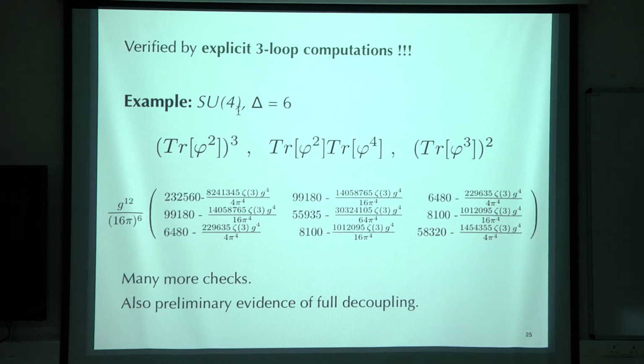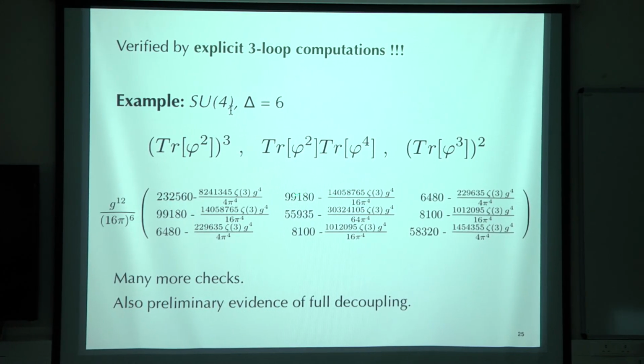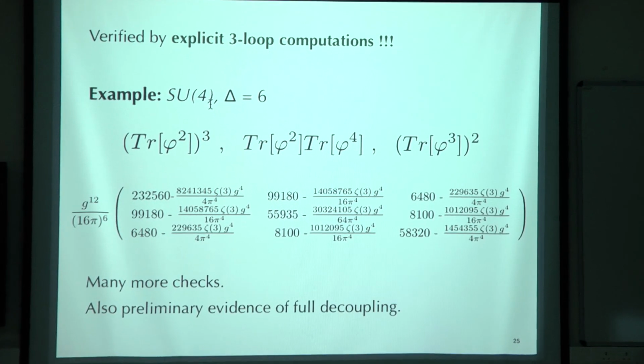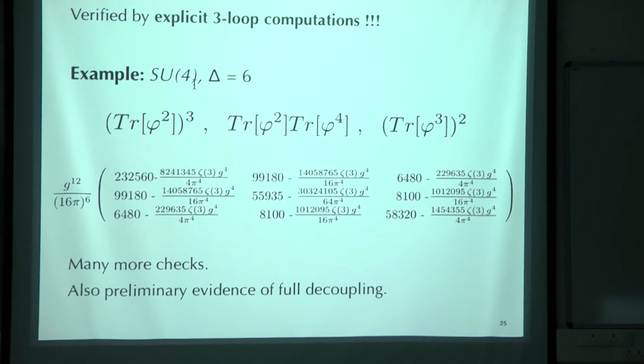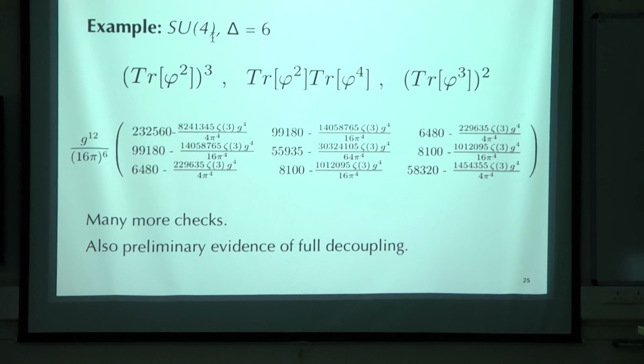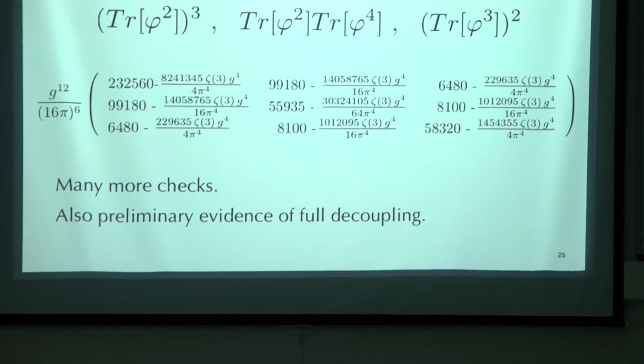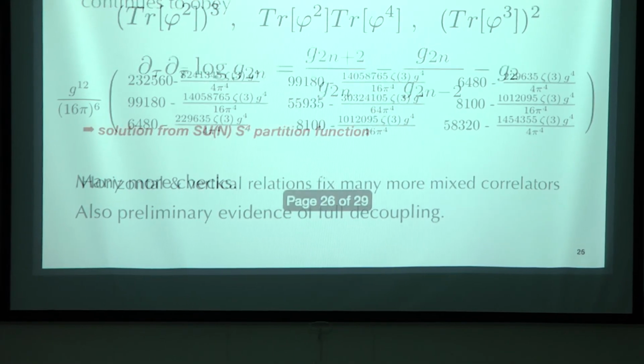And basically, the horizontal relation here translates to specific relations between all these coefficients. In particular, they relate to the identity that the product of this number times this number is the same as the product of this number with this number. And you can check it works. Okay? And there are many, many examples like this that always work. And we also have preliminary evidence for the full decoupling, not just for this case.